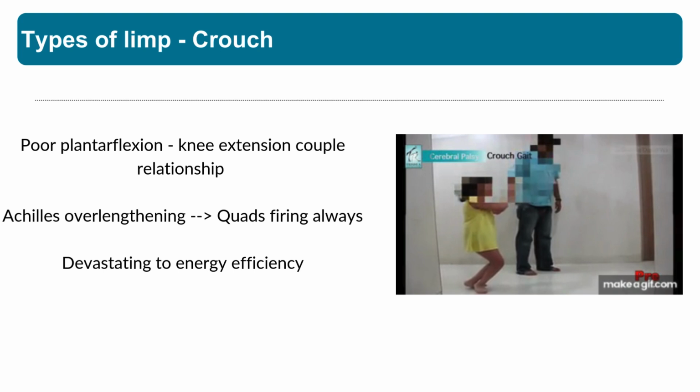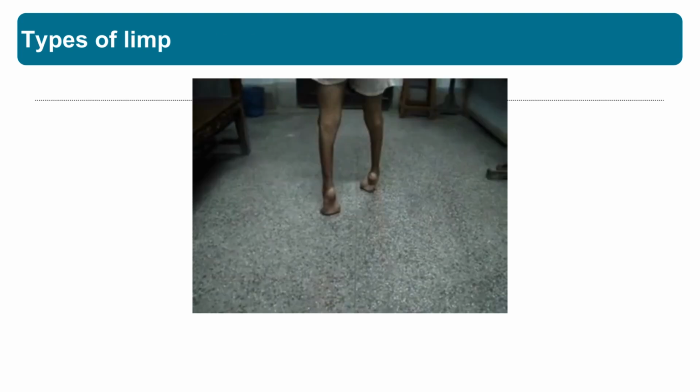This is a dysfunction in gait with respect to the plantar flexion knee extension couple, meaning that when we go to push off, we can't appropriately plantar flex or we can't appropriately extend our knee. And this is a compensatory mechanism to keep our center of gravity upright. We classically think about individuals who have over-lengthened Achilles tendons after a procedure, and in order to keep their center of gravity upright, that squatting mechanism keeps their quads on all the time. And so this can actually be very energy inefficient, and oftentimes is, and it's really a devastating consequence for patients.